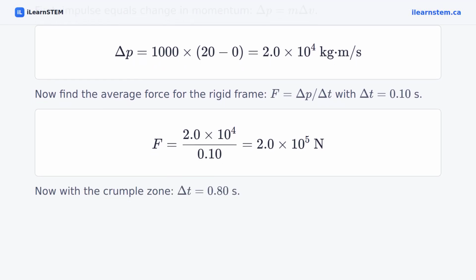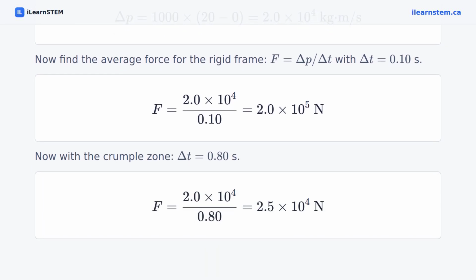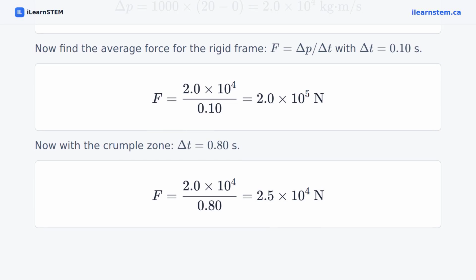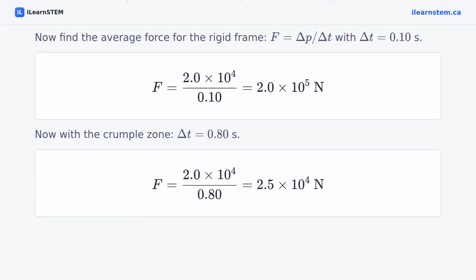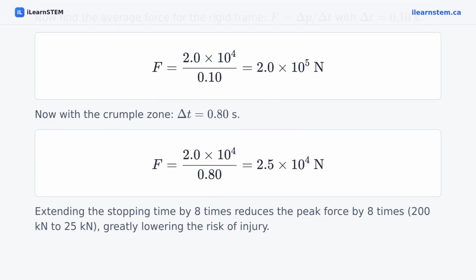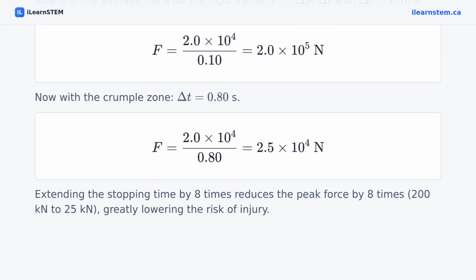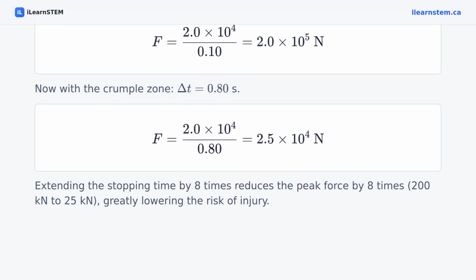Now with the crumple zone, delta t is 0.80 seconds. 2.0 times 10 to the 4th divided by 0.80 gives 2.5 times 10 to the 4th newtons. Extending the stopping time by 8 times reduces the peak force by 8 times, from 200 kilonewtons to 25 kilonewtons, greatly lowering the risk of injury.